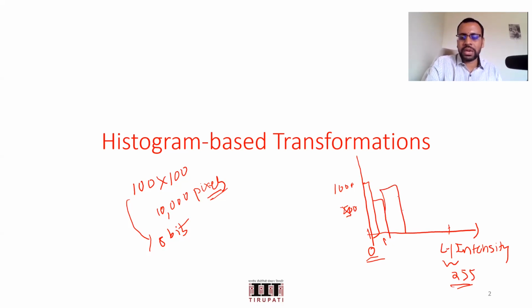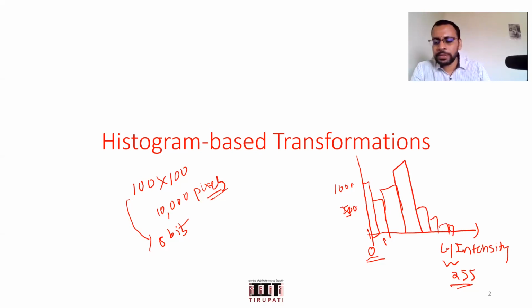So this way, its value on the y-axis is telling me the number of pixels that have that particular intensity. It gives me kind of a progress report of the number of pixels in that image having a particular intensity value, or in other words, it gives me the intensity distribution of that image.